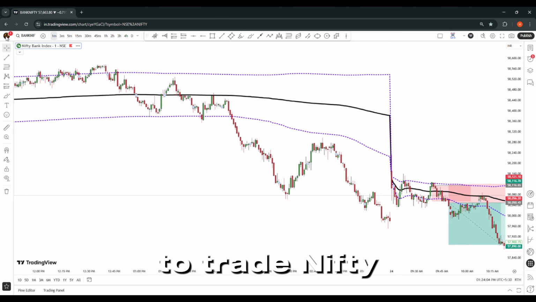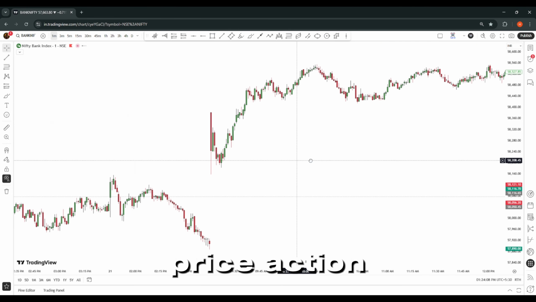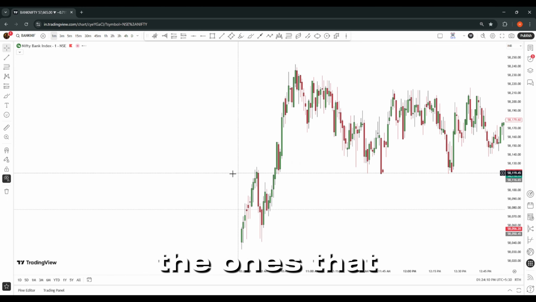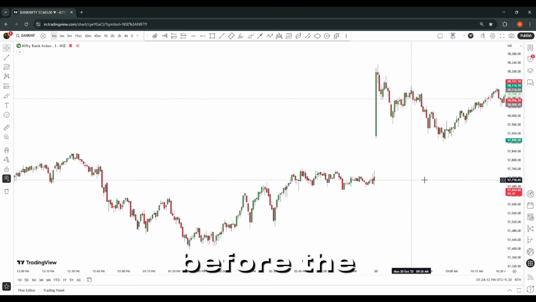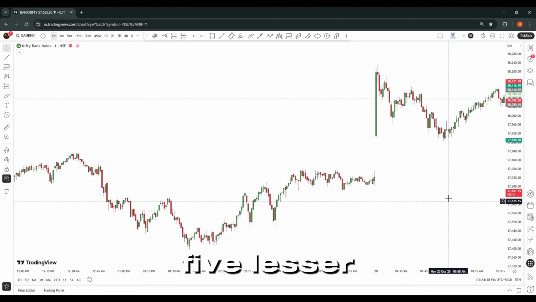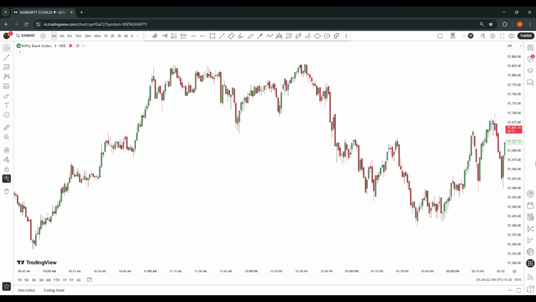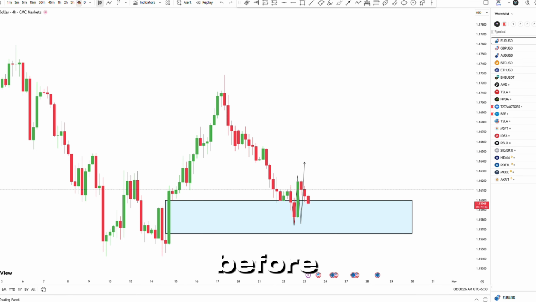If you want to trade Nifty and Bank Nifty like the pros, you need to focus on the underrated price action concepts. The ones that catch the smart money's moves before the crowd even blinks. I'm Trading Core, and in this deep dive, I'm unpacking 5 lesser-known price action setups that actually work in the Indian market. These aren't the exhaustion breaths or Quasimodo patterns you've heard before.